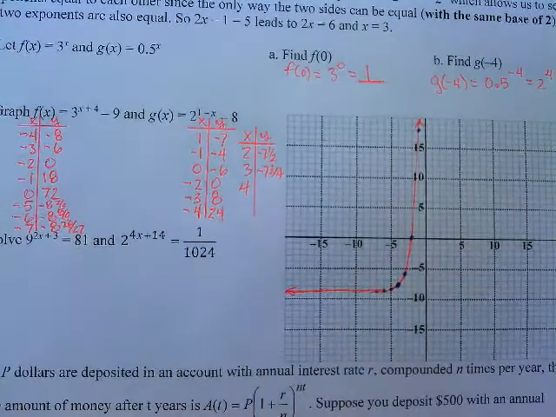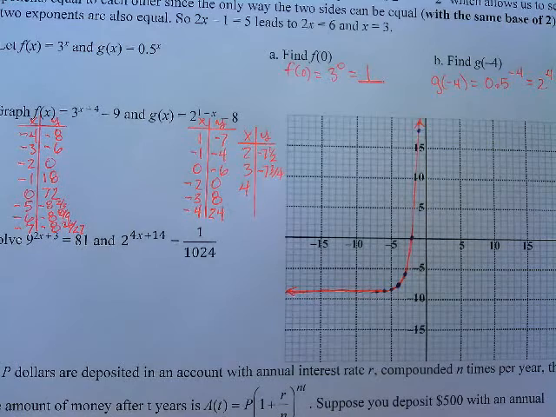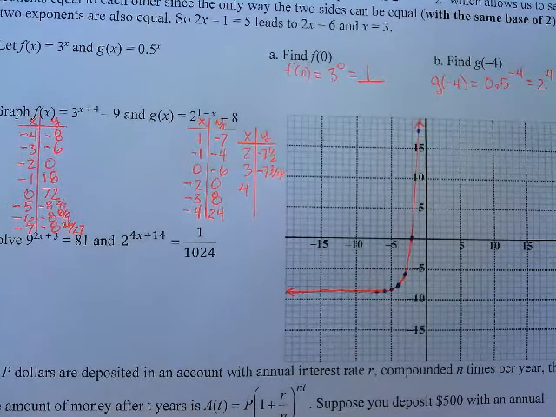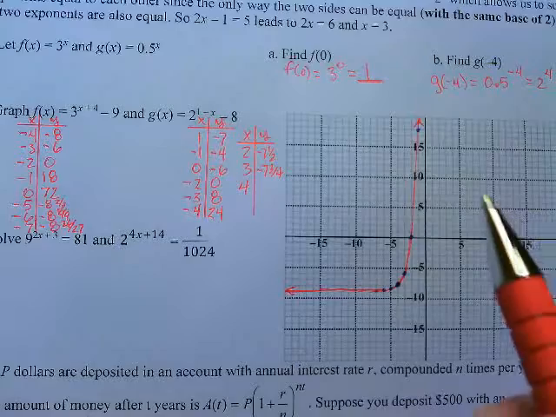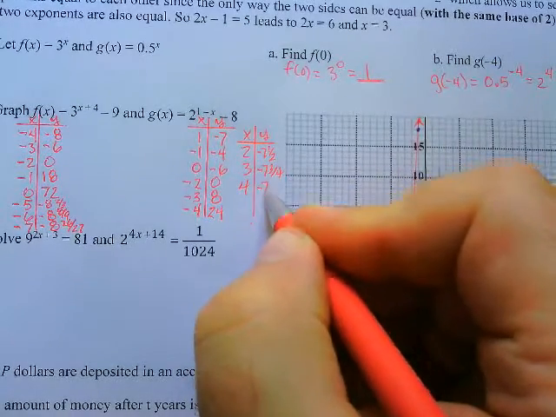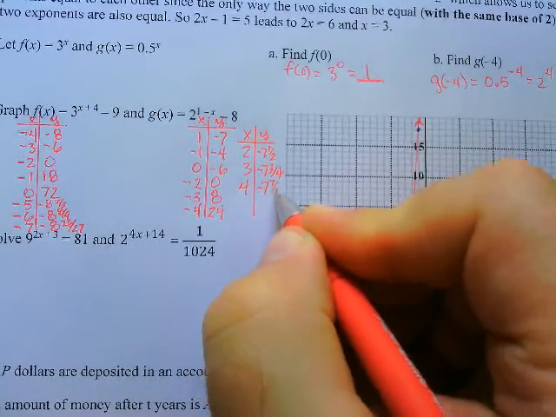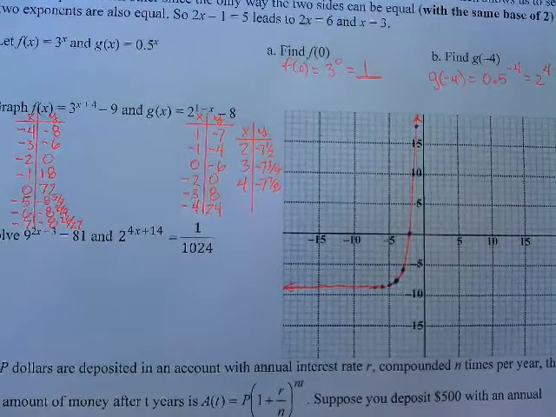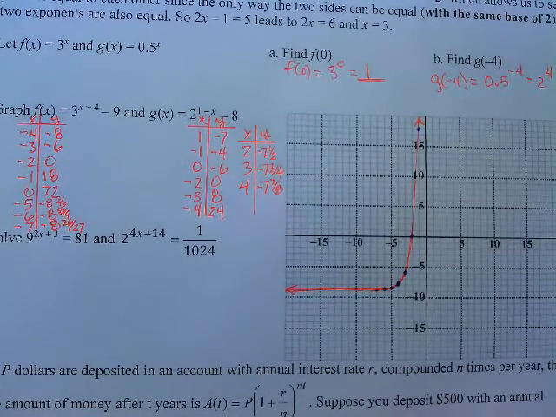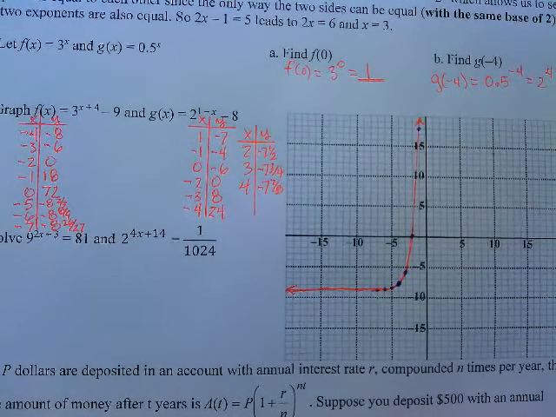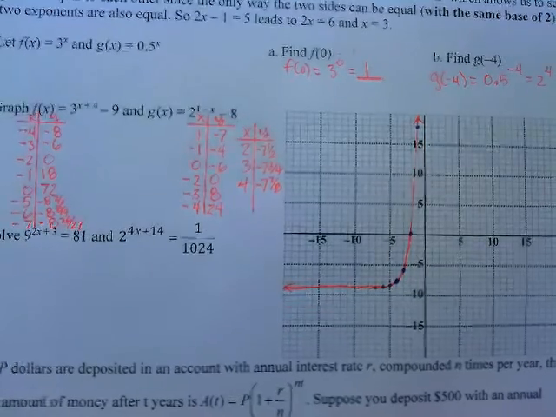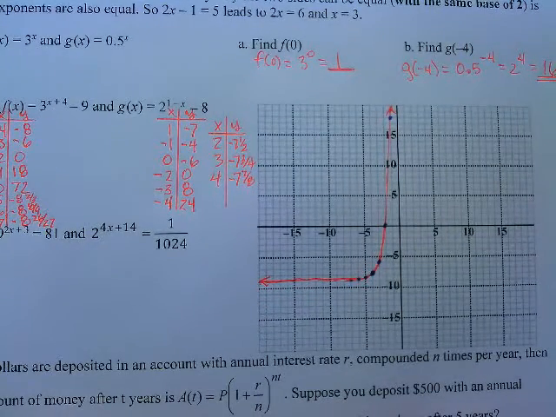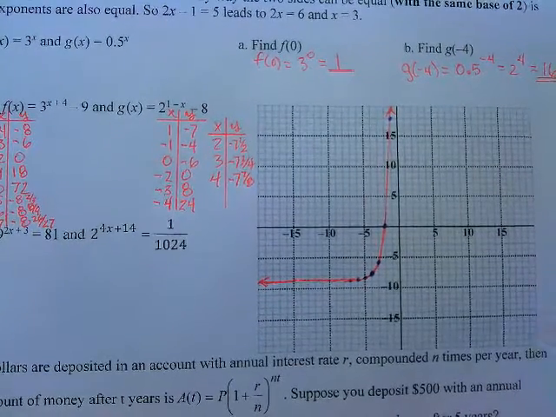4 gives me negative 3 for the exponent. 2 to the negative 3 is 1/8. 1/8 subtract 8 is negative 7 7/8. And so you can see how the bigger x gets, the closer and closer I will get to negative 8. So let's go ahead and graph these.